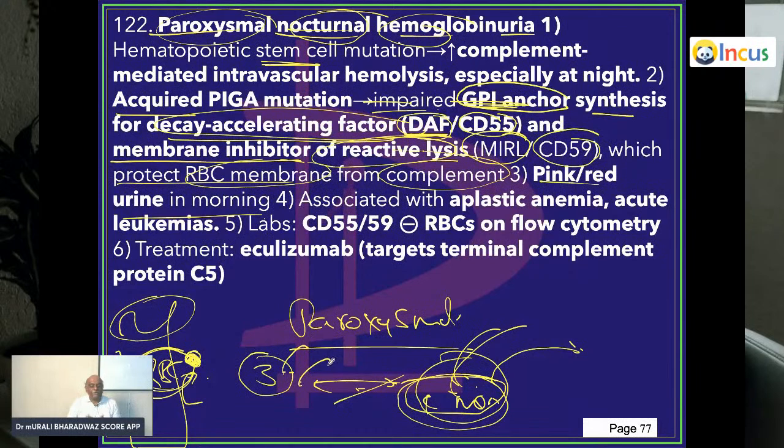So how do you identify this? Typically when you do laboratory assessment, CD55, CD59 will be missing. And similarly, you can do flow. How will you identify CD55, CD59? You have to do flow cytometry. Now, what are the complications of paroxysmal nocturnal hemoglobinuria? It can lead to aplastic anemia, and it can lead to acute leukemia. Right? So, to study these things is very simple, easy, and forgetting also is easy.